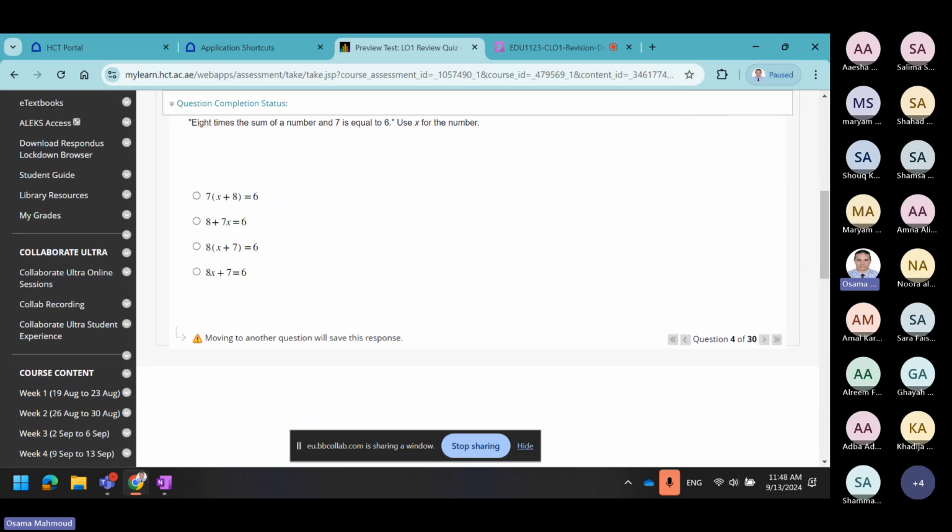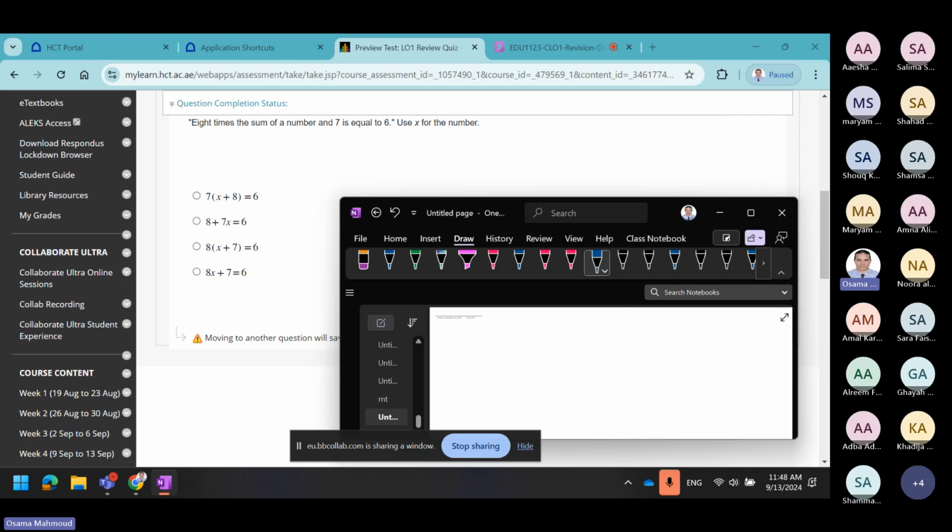For this one, this is the algebraic expression. As I told you from the beginning, in the algebraic expression, you have to catch the word. I have 8 times. What does it mean 8 times? It means 8 multiplied by this number. 8 times the sum. So I have to add the sum of what? Of the number and 7. After is the result. So is equivalent to equal 6, right? So this is exactly the correct algebraic model. So the right answer is 1.